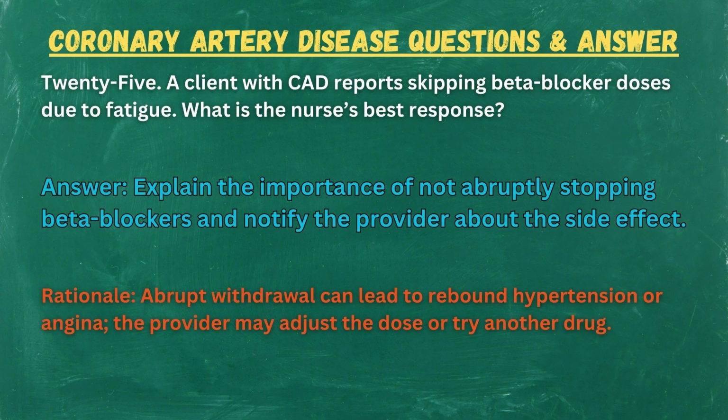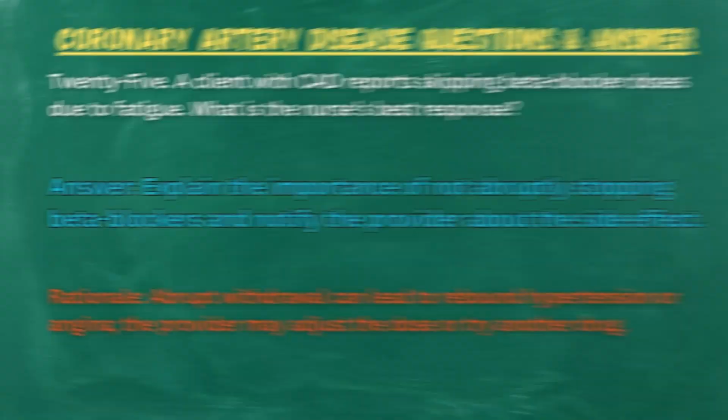25. A client with CAD reports skipping beta blocker doses due to fatigue. What is the nurse's best response? Answer: explain the importance of not abruptly stopping beta blockers and notify the provider about the side effect. Rationale: abrupt withdrawal can lead to rebound hypertension or angina. The provider may adjust the dose or try another drug.